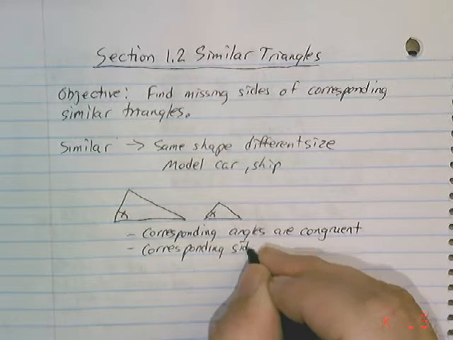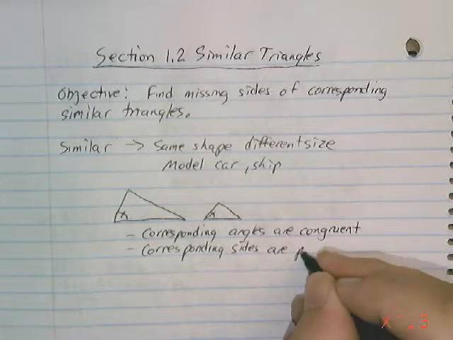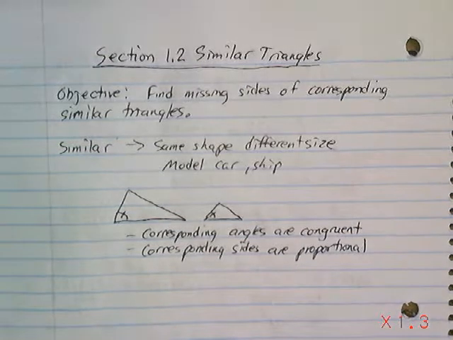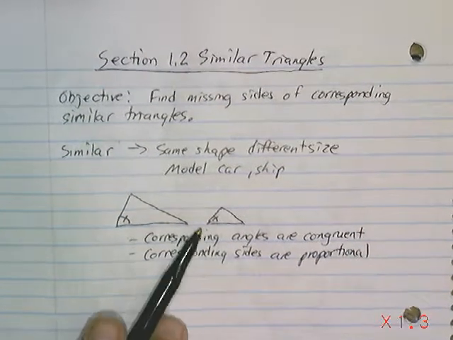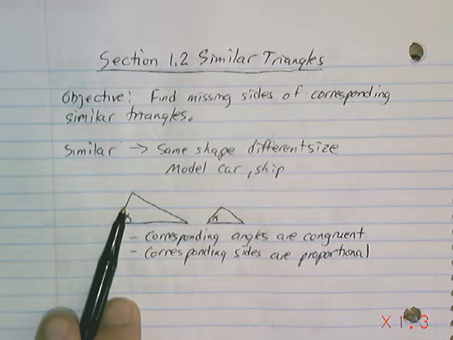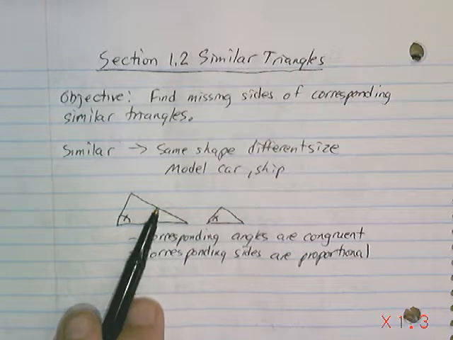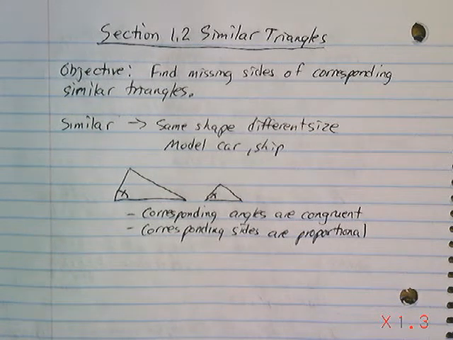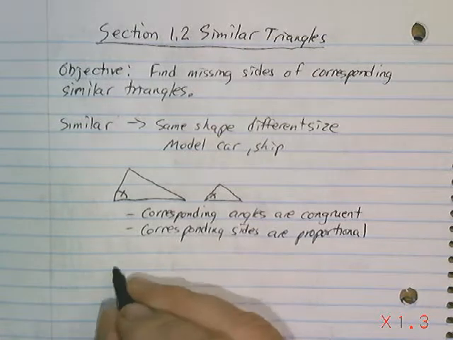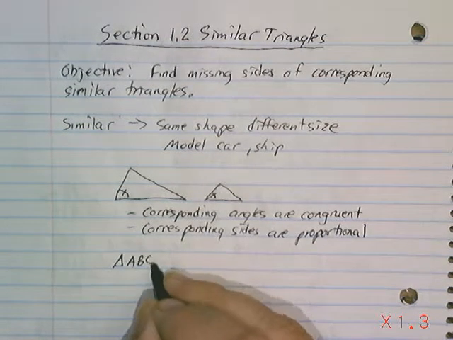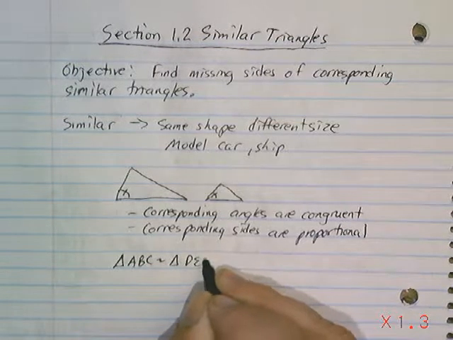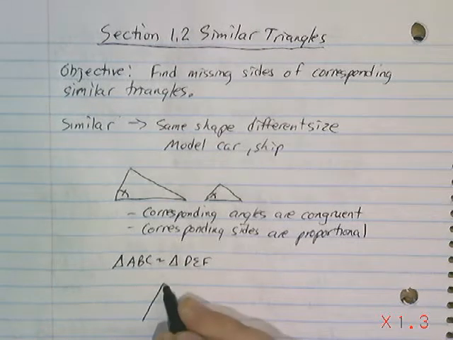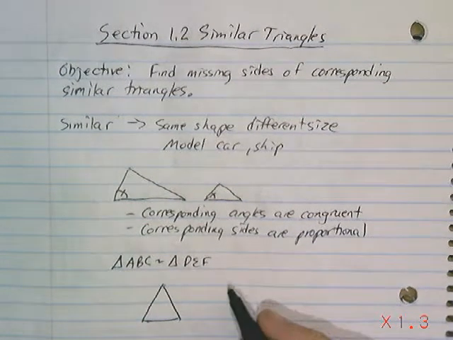Triangle ABC is similar to triangle DEF. And we might have the triangles look like this. Okay? And then, again, same shape, different size. So here's triangle ABC and DEF. And if this is 2 and this is 5, if this is 1, we can figure out how big that side is by setting up a proportion.